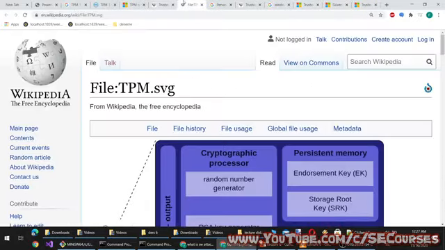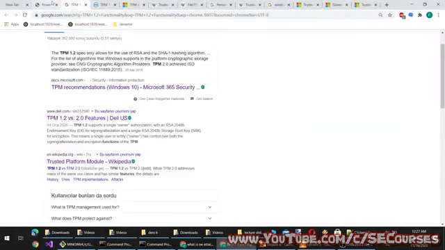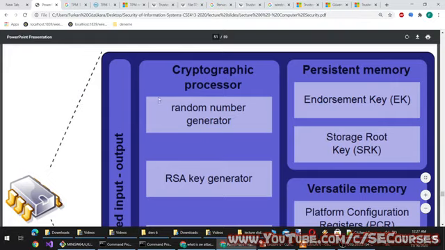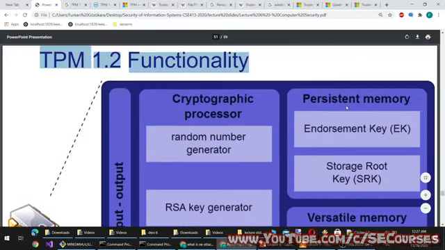Okay, these are some complex things. If you are interested in them, you can read about them.